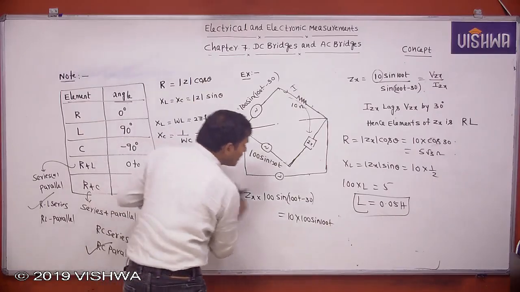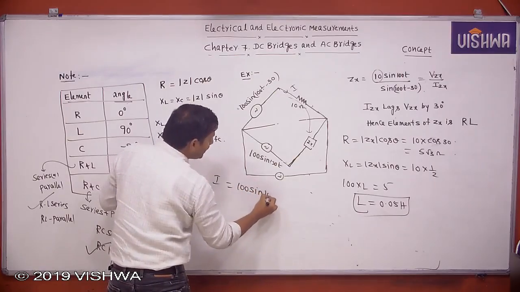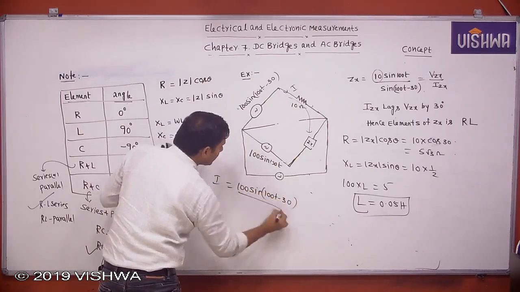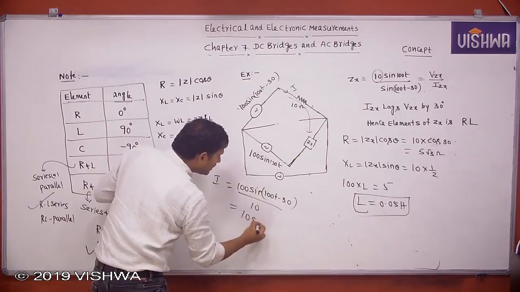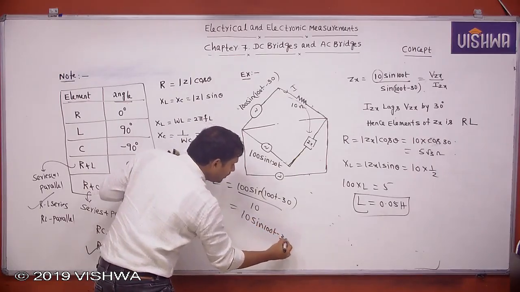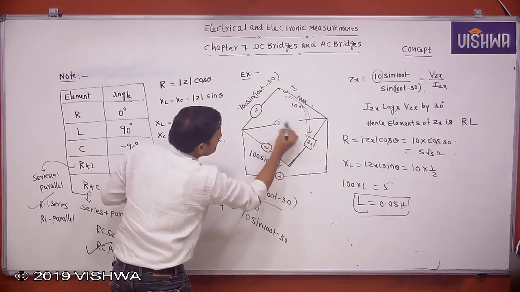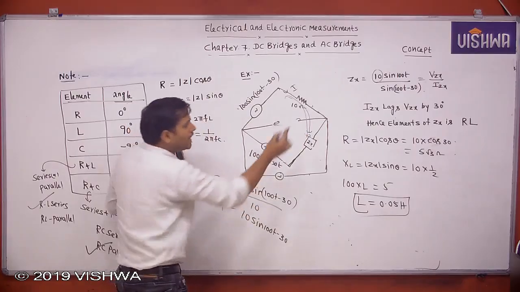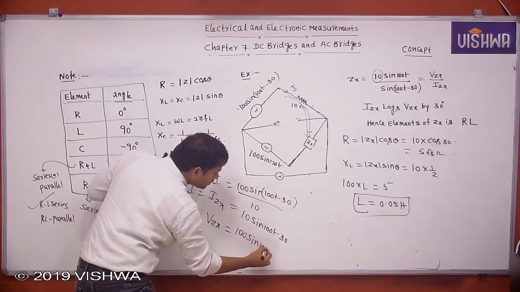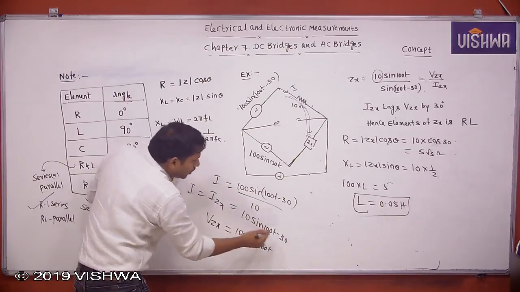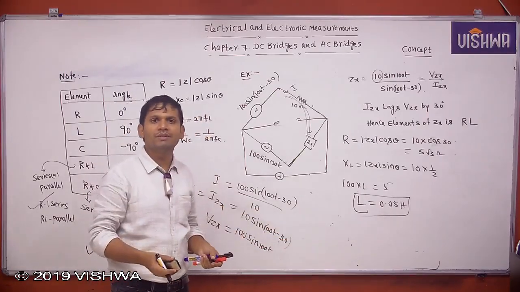Understood? See, for example, I equal to 100 sin 100t minus 30 by 10, because this voltage is equal to this arm voltage. Then we can get 10 sin 100t minus 30. This is equal to IZX, because the bridge is at balance condition, there is no current to the detector. This current only flows in this arm. What is VZX? 100 sin 100t. From this also we can say that the current lags the voltage by an angle of 30 degrees. Then what are the elements of ZX? R and L.